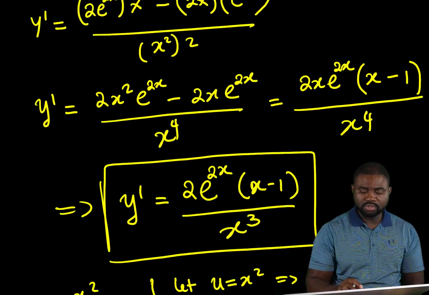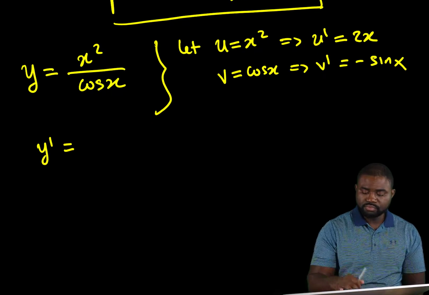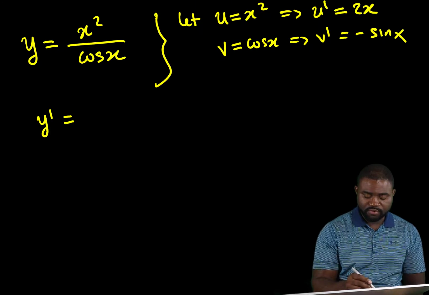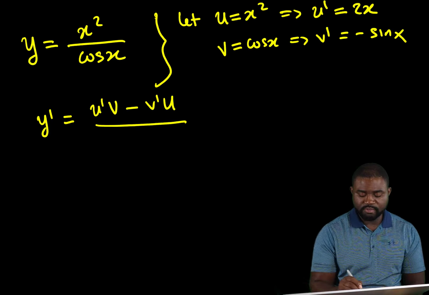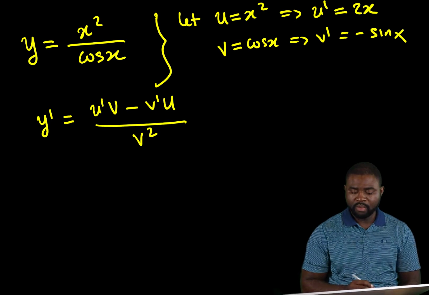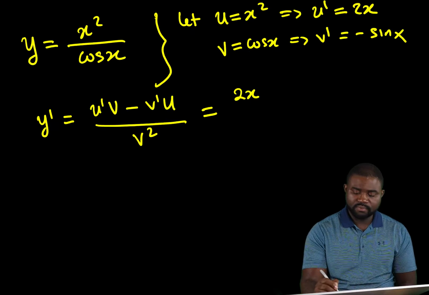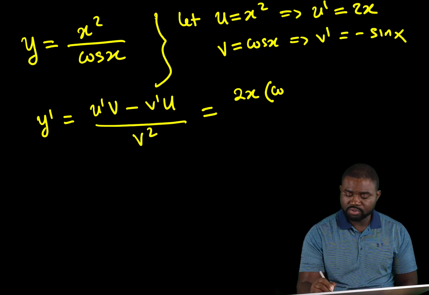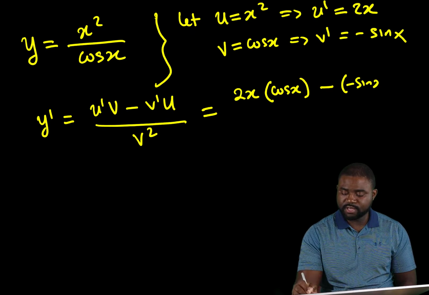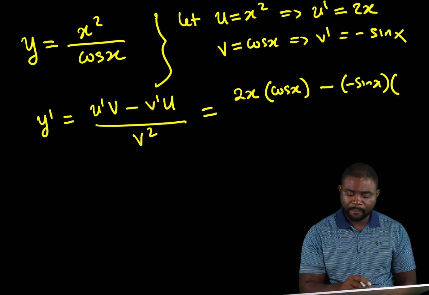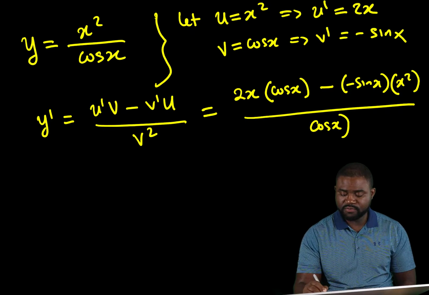But y prime is equal to... No, it's actually equal to u prime v minus v prime u all divided by v squared. So if we substitute, we will have 2x multiplied by cosine x minus negative sine x multiplied by x squared, all divided by cosine x all squared.